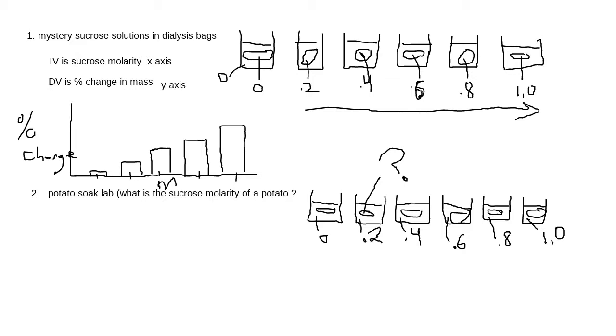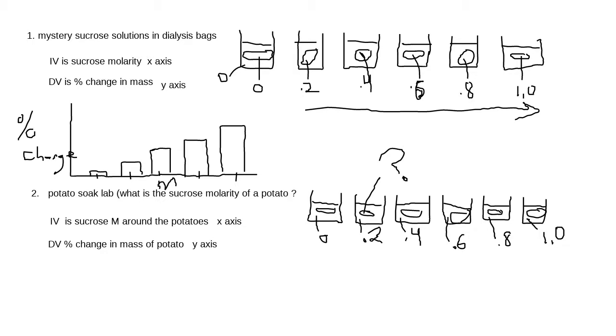But what I will tell you is that when you go to put the data in, it's going to be very similar to the first lab, where your IV is the sucrose molarity around the potato. That goes on your x-axis. And then your DV is the percent change in mass of the potato. And that goes on your y-axis. In this case, a bar graph isn't going to be okay. You have to do a scatter plot for this.